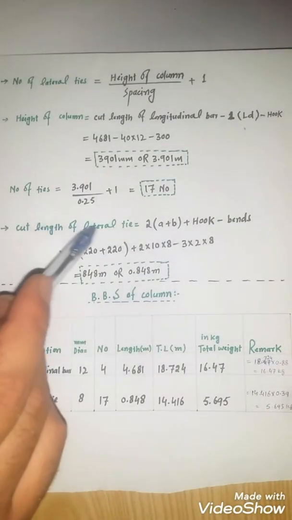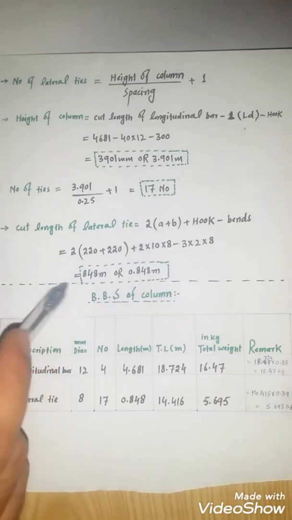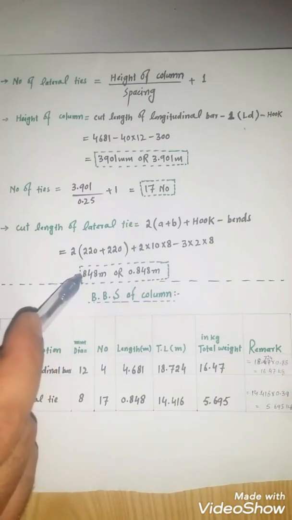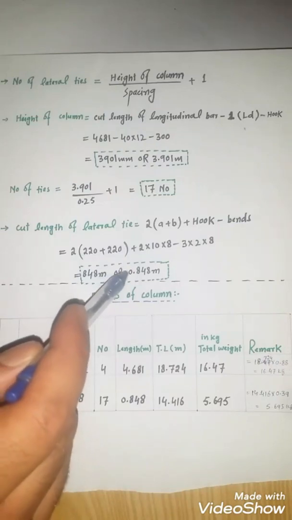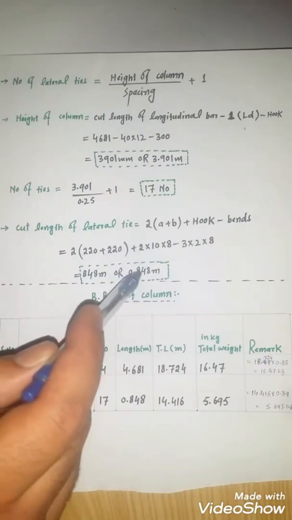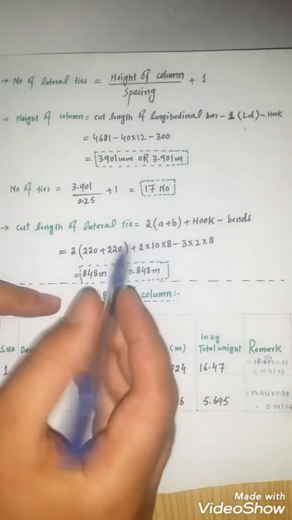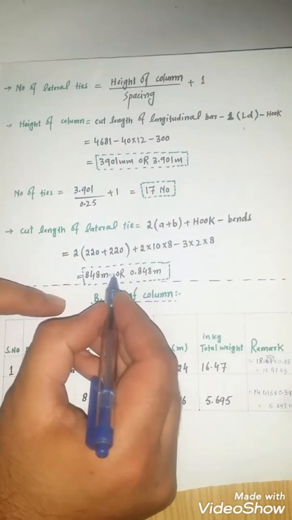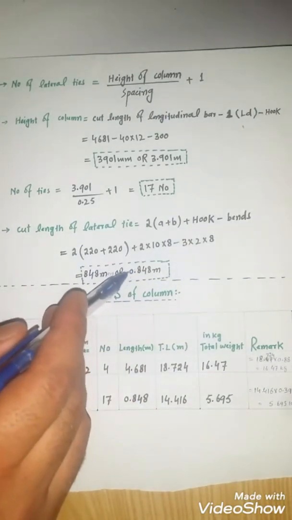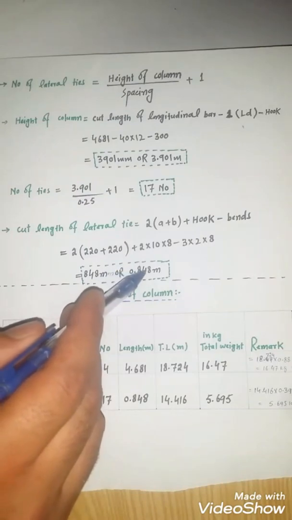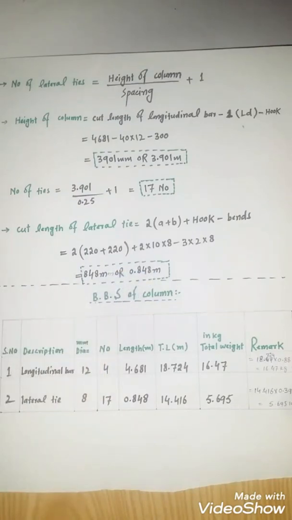The cut length of lateral ties is equal to 848 millimeter or 0.848 meter. This is millimeter. This is the cut length of one tie, 0.848 meter. After that, you just need to put the value in this table.